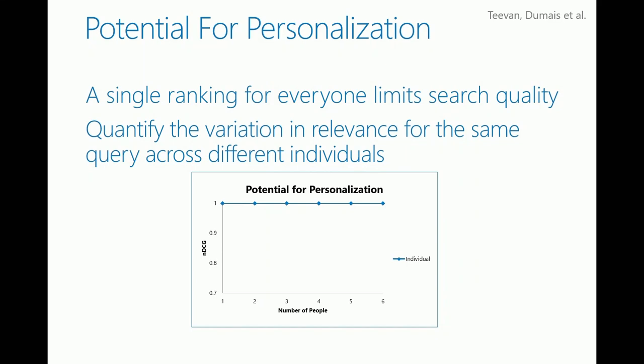So on the x-axis here, imagine you have a number of different users. In this case, it goes up to only 6. And on the y-axis, you have some measure of the quality of the search experience. In this case, it's NDCG, normalized discounted cumulative gain. And what that means is you basically measure the performance of a system by how high up in the rank it gets the right information.